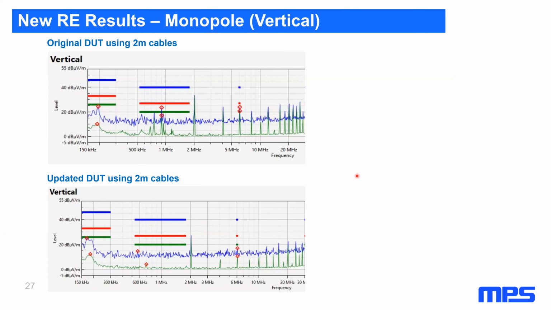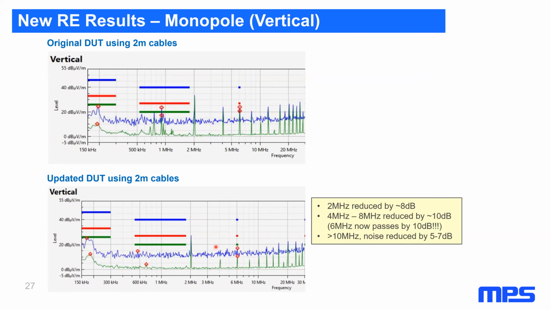And then for our last test, I went back and retested monopole to see what the impact would be, going back with 2-meter cables. And here we ended up having a significant impact as well. We can see here the 2 megahertz was reduced by about 8 dB. In the range of 4 to 8 megahertz, all of these peaks were reduced by about 10 dB. In fact, our 6 megahertz is now passing by a good margin. And then above 10 megahertz, there was a little bit less attenuation, but still 5 to 7 dB of improvement.